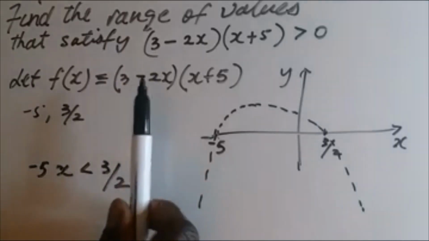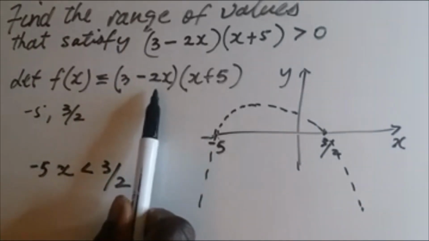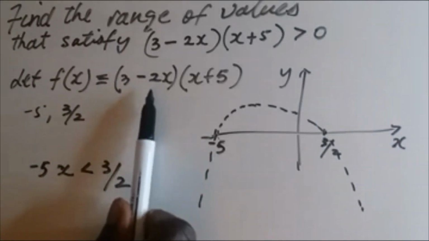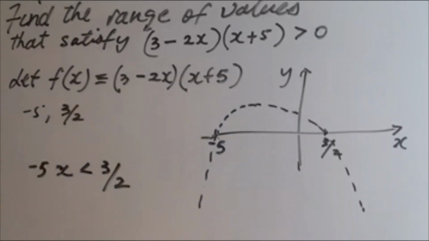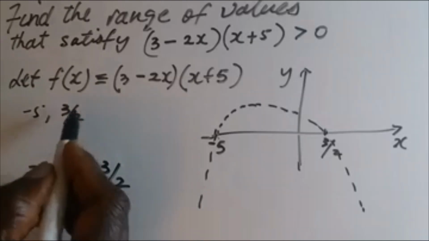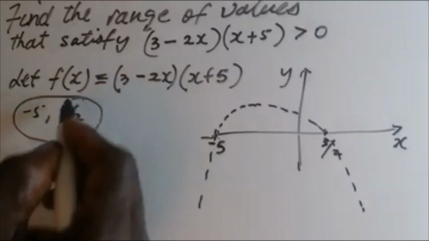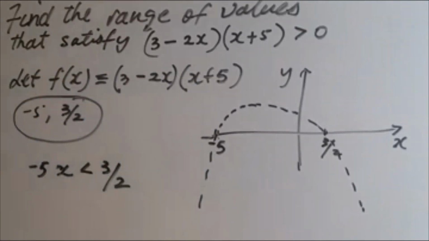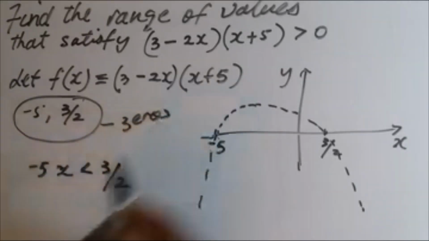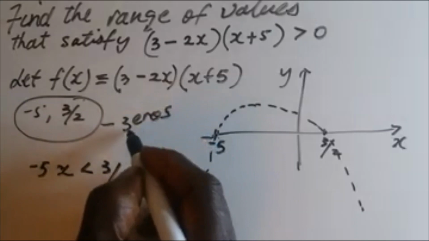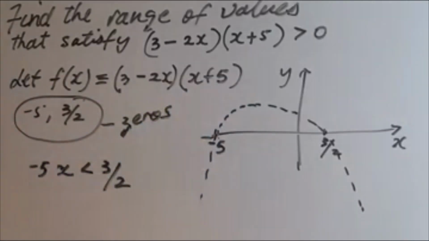You can verify that this quadratic will have a negative coefficient of x squared by clearing the brackets. And these are the two zeros. That's where the graph cuts the x-axis.